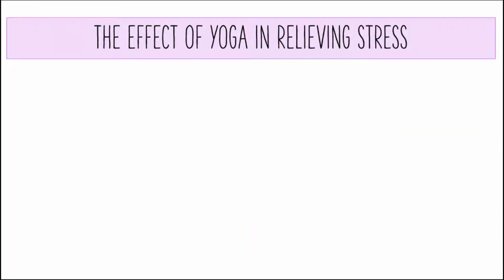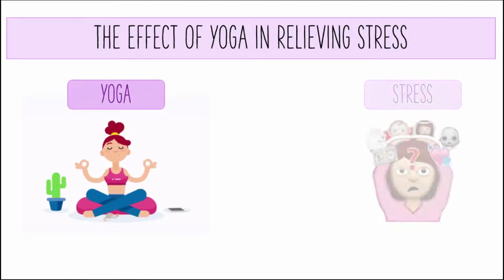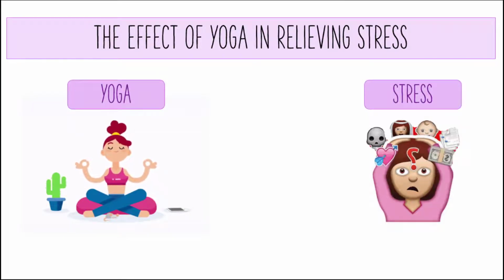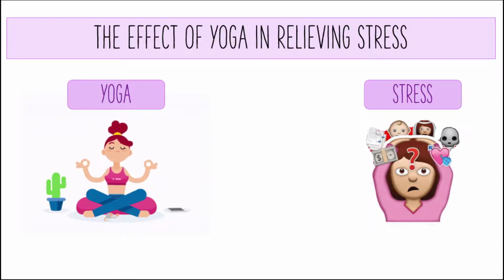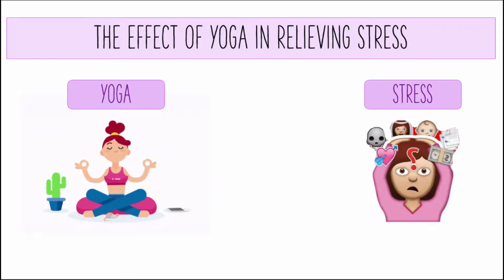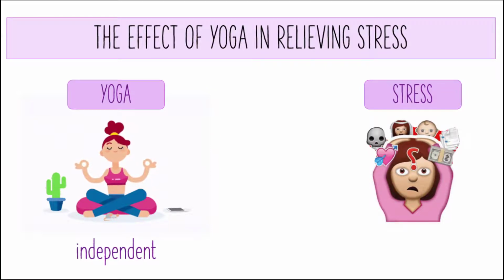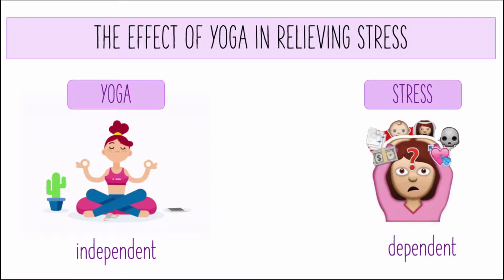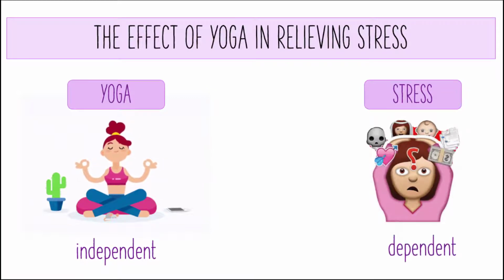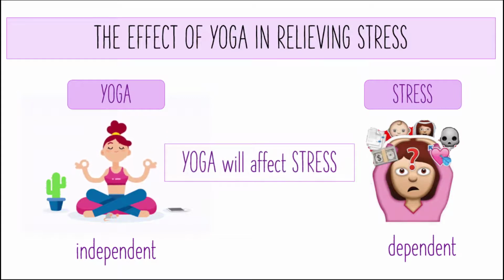Take a look at this example. Our study aims to determine the effect of yoga in relieving stress. What are the possible variables in the study? Very good. We have yoga and stress. Now, what do you think is our independent and dependent variable between the two? Excellent! Yoga is the independent variable, while stress is the dependent variable. Why? Because yoga will affect stress.